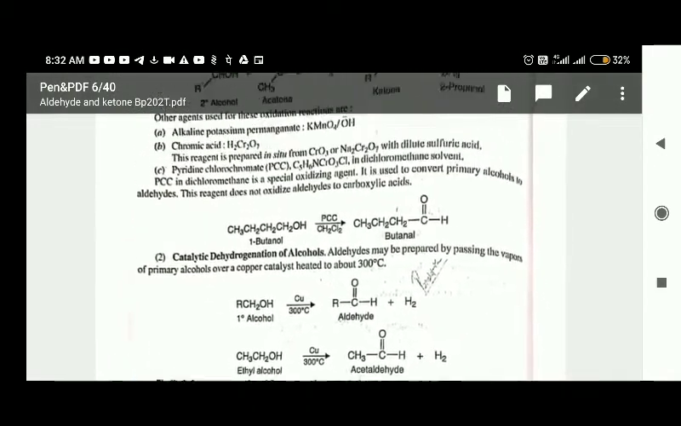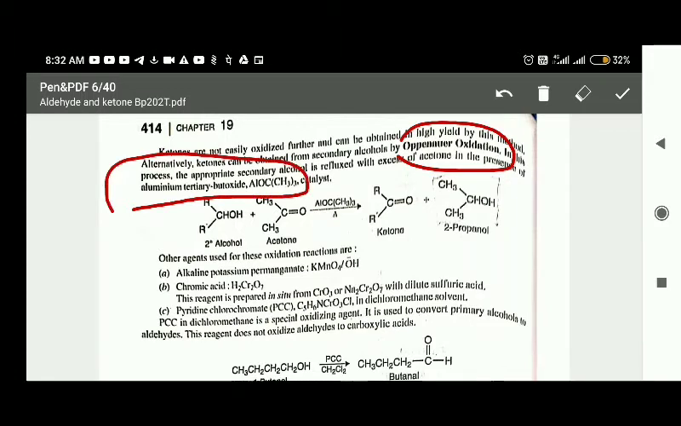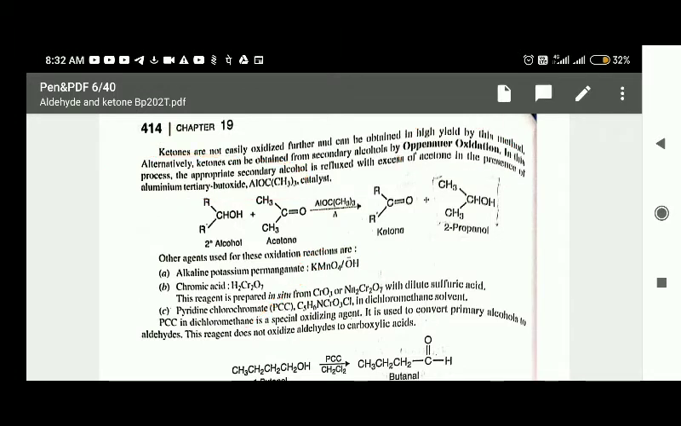So before going to MCQ, you must have some theory concept, then you go to the MCQ, or else you are not going to answer the MCQs rightly. Ketones are not easily oxidized. So one more oxidation is there, Oppenauer oxidation. Please remember what is the reagent? Aluminum tertiary butoxide is used for it. So the list of your oxidizing agents is there: KMnO4, chromic acid, PCC. These are some different oxidizing agents. Please remember the names for your MCQ.